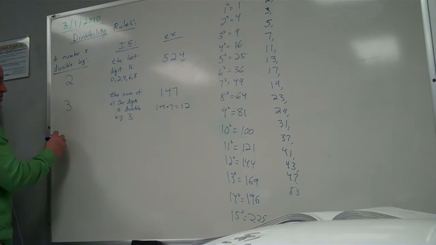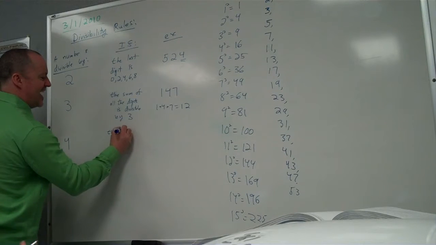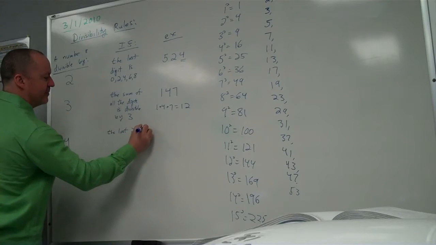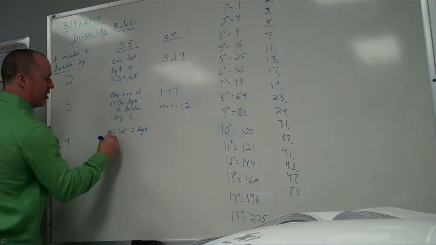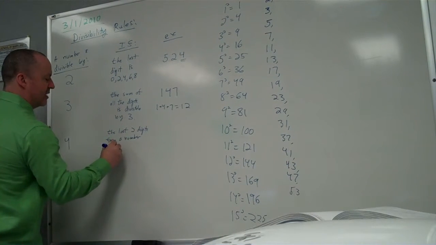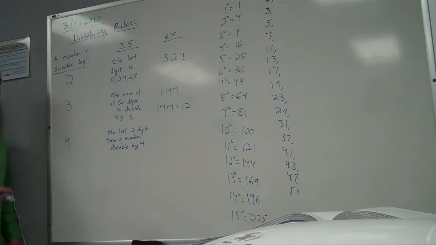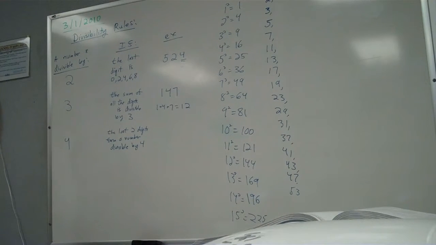Okay? Now here's one. A number is divisible by 4. This is different. Pay attention here. If the last 2 digits form a number divisible by 4. The way this rule works is 100 is divisible by 4. Any multiple of 100 is divisible by 4. So all you have to look at is the last 2 digits. And that will tell you if the whole number is divisible by 4.